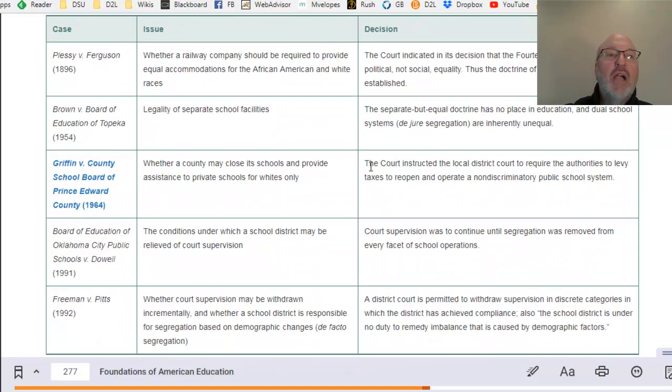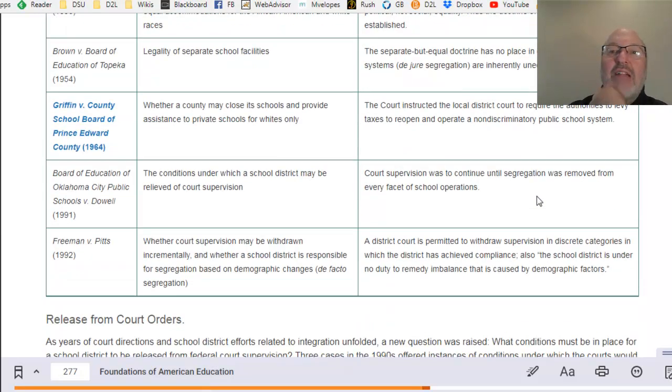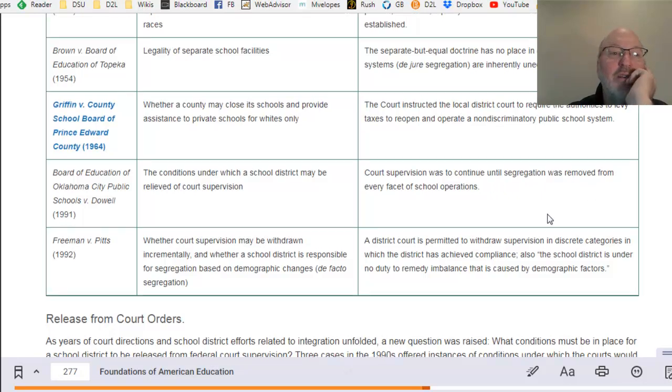Here they are. Plessy was the first one, then Brown versus the Board. Here's another one, Griffin versus County School. The court instructed the local district court to require authorities to levy taxes to open and operate non-discriminatory schools. Another case, Board versus Education, this is 91, said the courts were to continue desegregation.